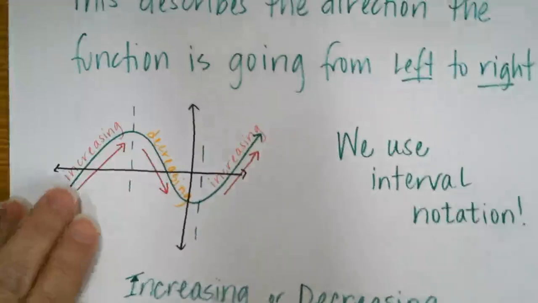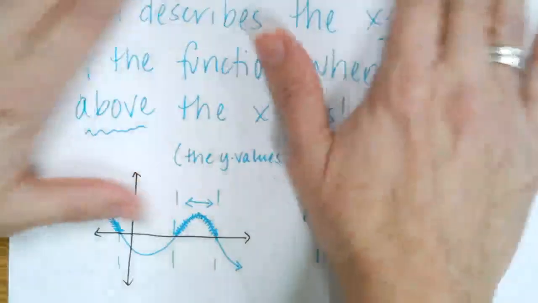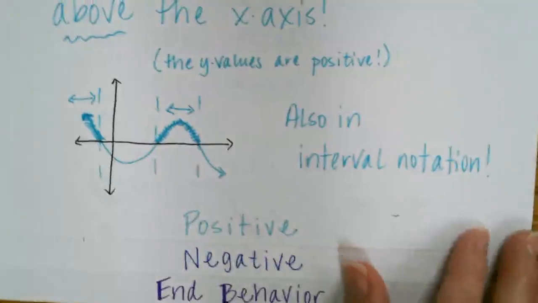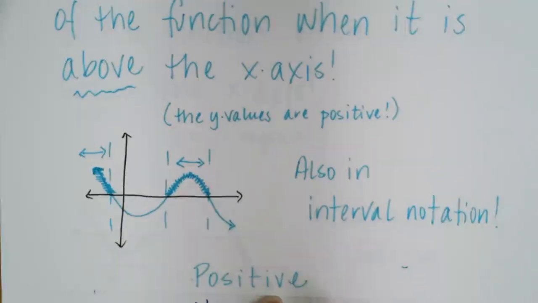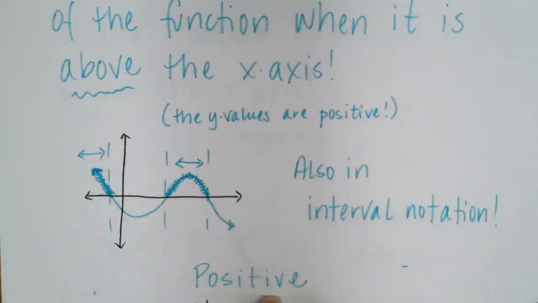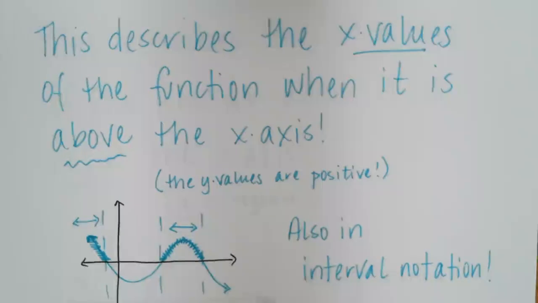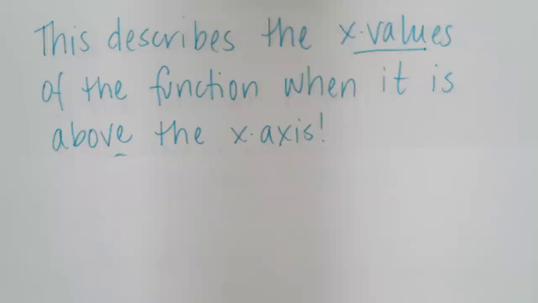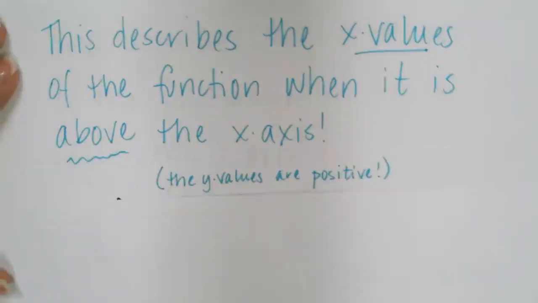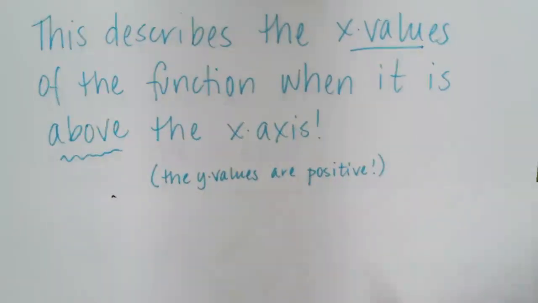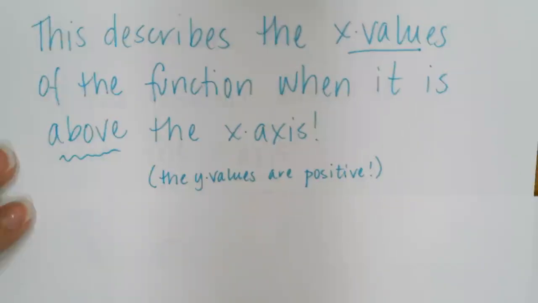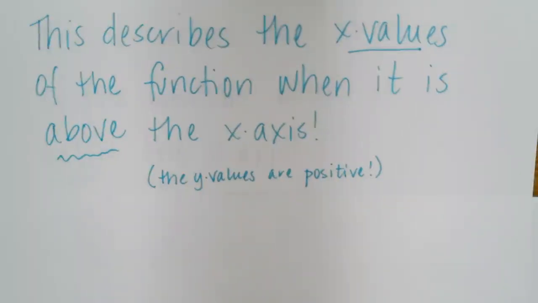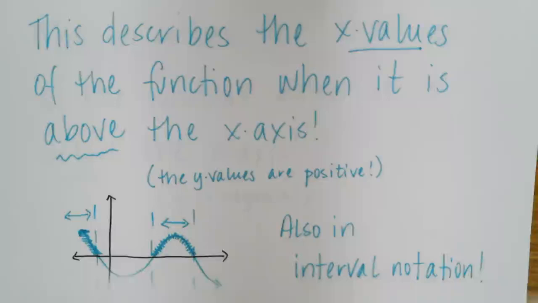All right. Next up is positive. So the positive part of a graph. I'm on the positive page in my flip chart. Positive is talking about when the function is above the x-axis. So basically, I want to know when are the y values positive. So when am I above water? When am I above sea level? I want to know when on the x-axis are the y values positive.